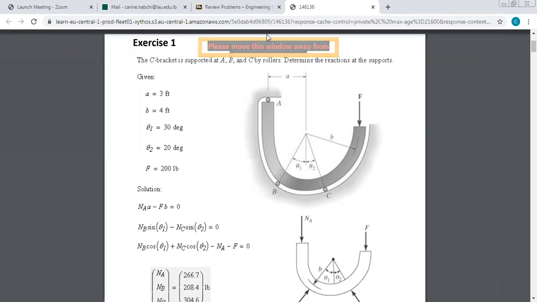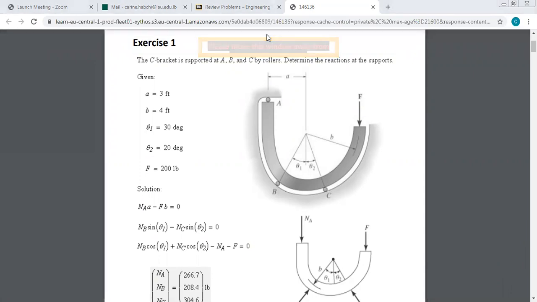So first, we should determine the unknowns. We should draw what are the reactions we have. Since we have 3 rollers, we have seen together that for rollers, the force is always perpendicular to contact. So here at A, this is the contact line. So the reaction at A is perpendicular to the contact line. This is the contact line and the reaction will be like this. This is RA.